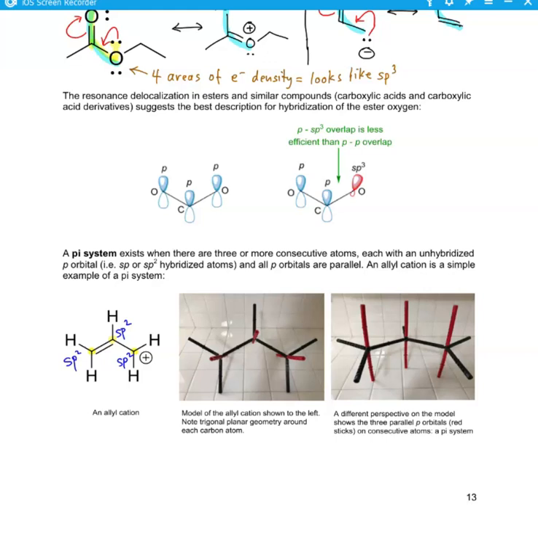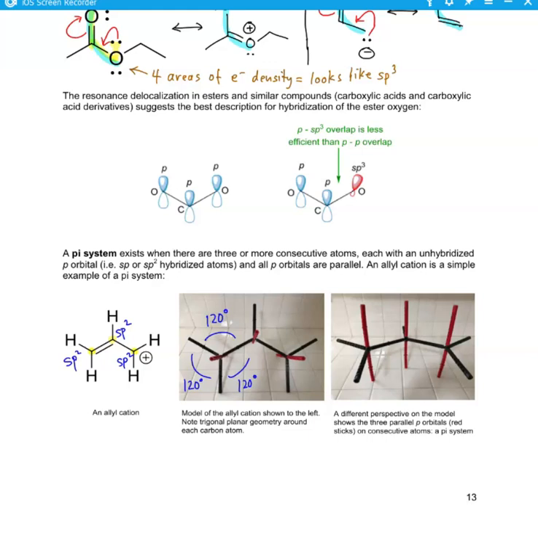So the first photograph shows the allyl cation just the way it's drawn to the left. So all of those black sticks are the bonds that are in the plane, the bonds between the carbons and the bonds to the hydrogens. And so you can see in the model that there's a trigonal planar geometry around each of those carbon atoms. So these are all 120-degree bond angles, like so. And same for the other two carbons. Now, if we move and look at it from the side, what you see is the picture on the right.